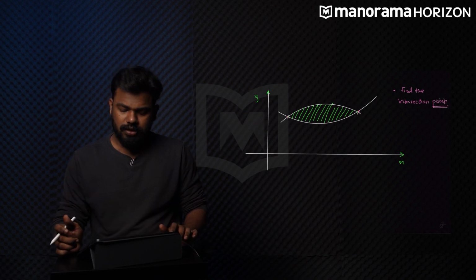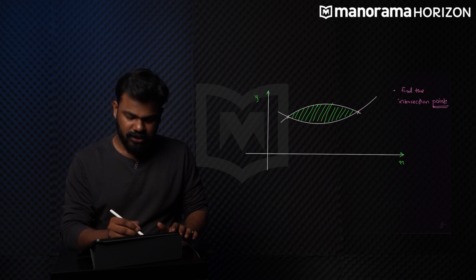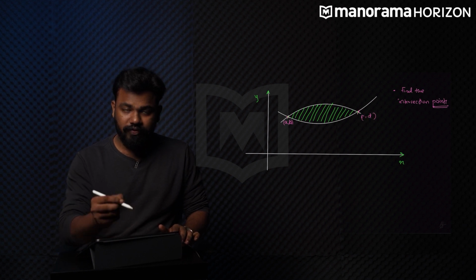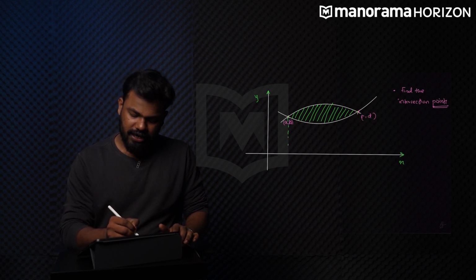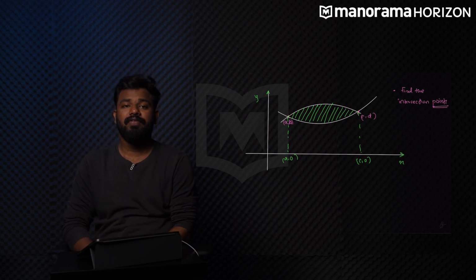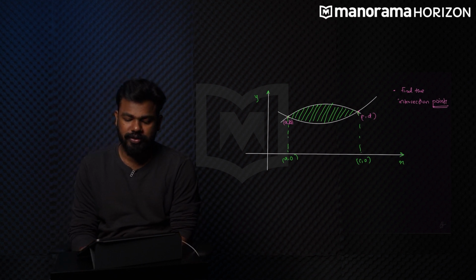In any question where you are asked to find the area between two curves, find the intersection points. Very, very important. Suppose this intersection point over here is A comma B and this is C comma D. Now if I draw a vertical line, this will meet at A comma 0 and this one will meet at C comma 0. So our first aim is to find the intersection points between the two curves.